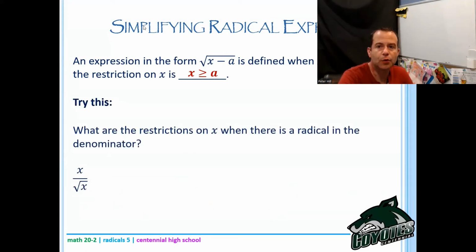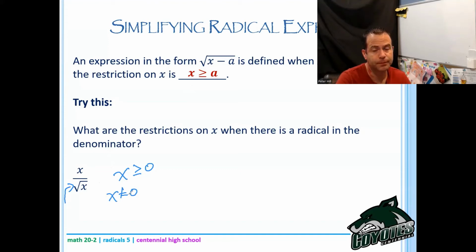Okay, so what happens when we end up with a radical on the bottom of a fraction? So we end up with a radical in the denominator. Well, the restrictions we've talked about haven't really changed. We just have to add a few thoughts to this. If I looked at the root of x, you would automatically tell me x has to be greater than or equal to 0. Great. But now you would look at this bottom and say, oh, okay, but x can't be 0, because you can't divide by 0.